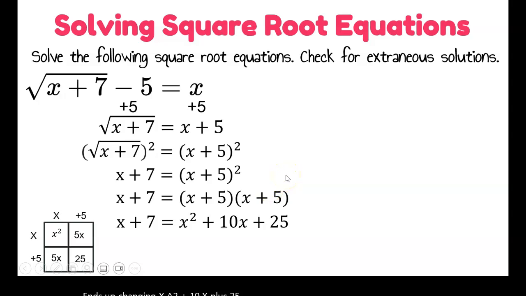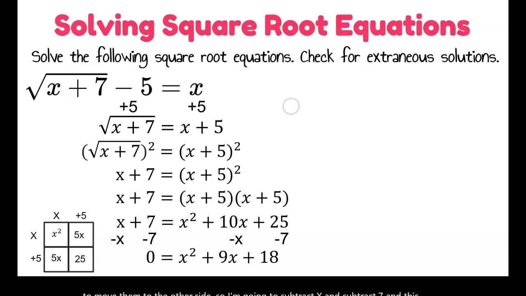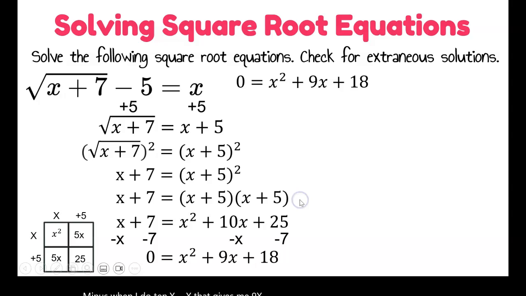Now, when I'm solving an equation like this, if you remember from the previous class, I want one side of my equal sign to be 0. So I have to get rid of this x and this plus 7. I have to move them to the other side. So I'm going to subtract x and subtract 7. And this leaves me with 0 on this side, because look, I took away everything, equals x squared minus, when I do 10x minus x, that gives me 9x, and when I do 25 minus 7, that gives me 18. So now this is what I'm working with. This is what I have to solve.